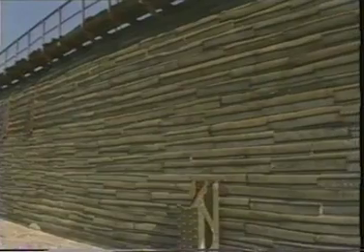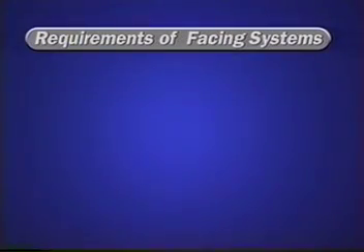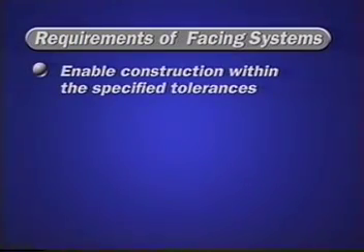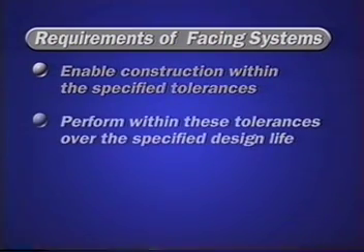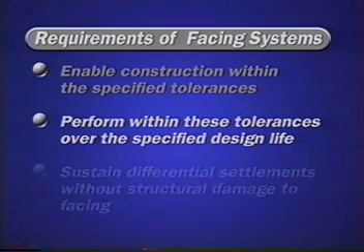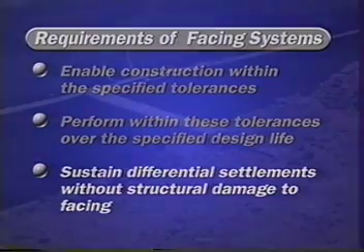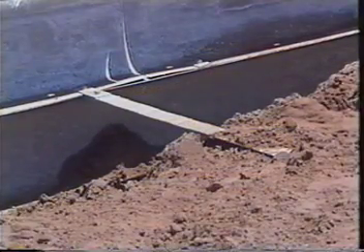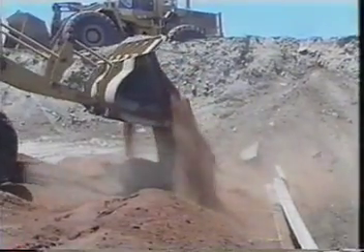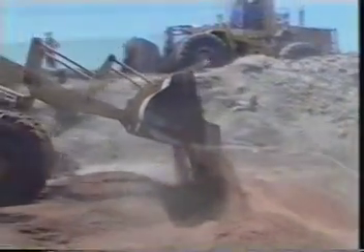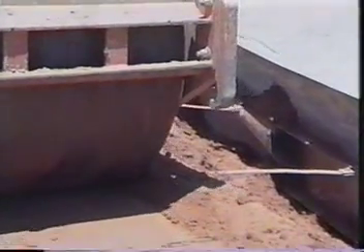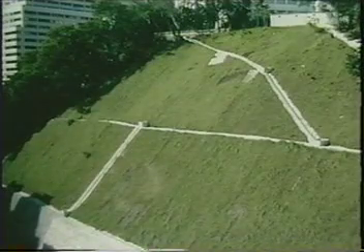Facings take different forms, but all facing systems must enable construction within the specified tolerances, perform within these tolerances over the specified design life, and sustain prevailing differential settlements without structural damage to the facing. Connections between the facing and reinforcement must also be able to sustain any differential settlement between the facing and fill. Vegetative cover is used for both steep and gentler slopes.